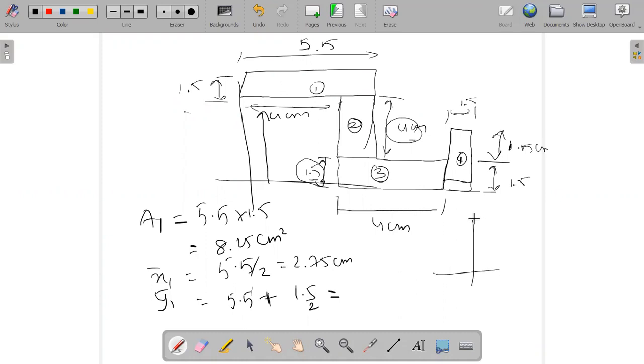Already we have done a few problems like this. This is my section. What is the distance between these two? It is nothing but 5.5. This is my section 1. The thickness of the section is 1.5. That is the reason we have taken 5.5 plus 1.5 divided by 2. Is it clear now? Roll number 303, you have asked this doubt. Is it clear now? Okay, next we will take the second section.